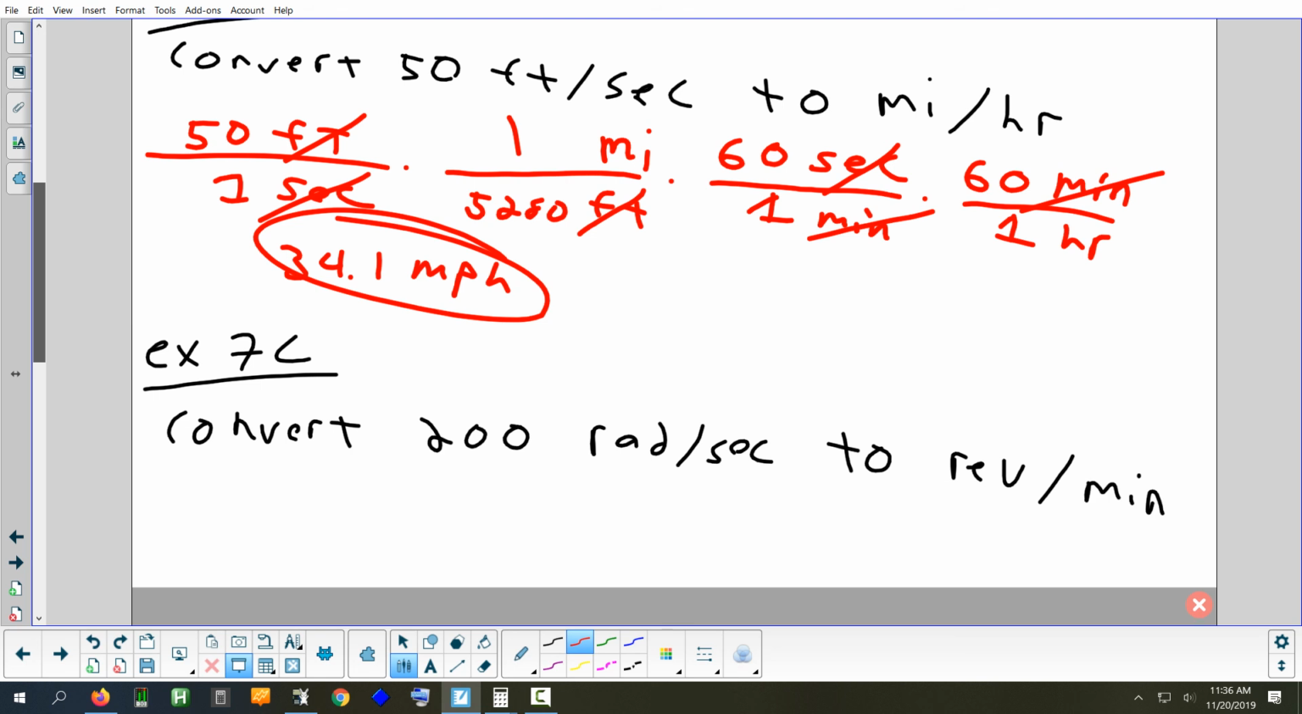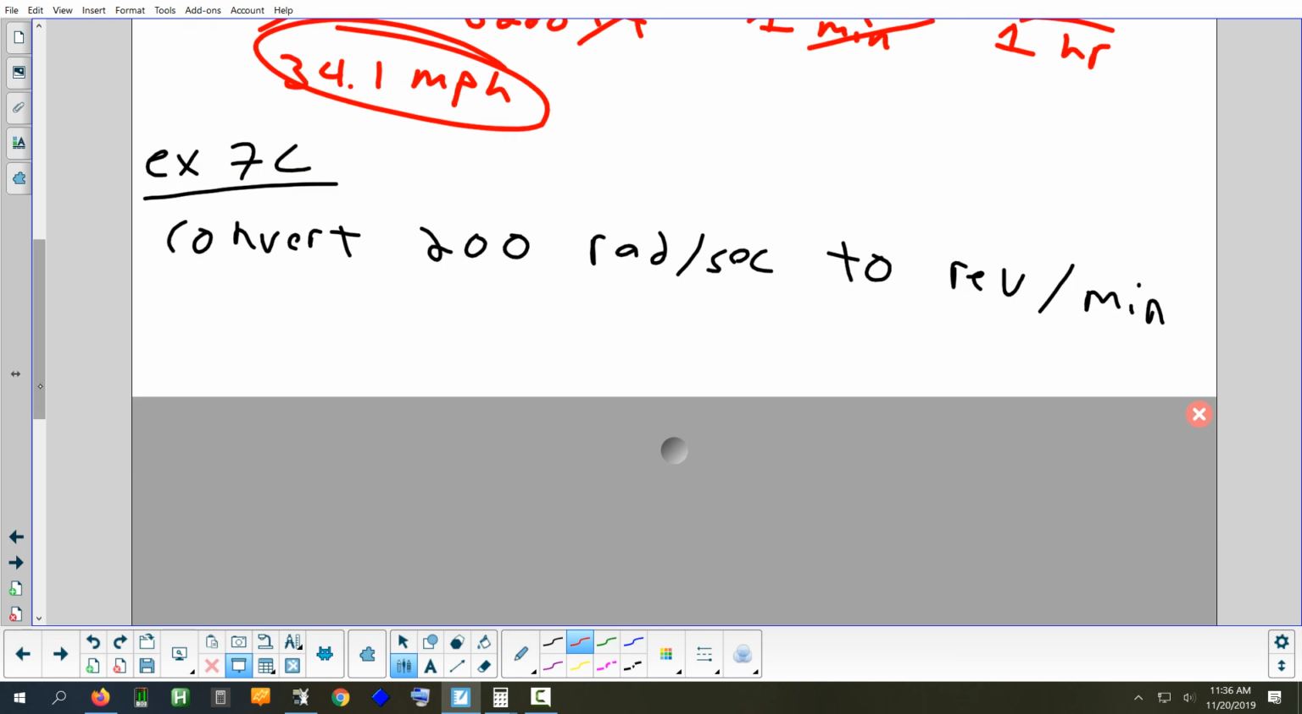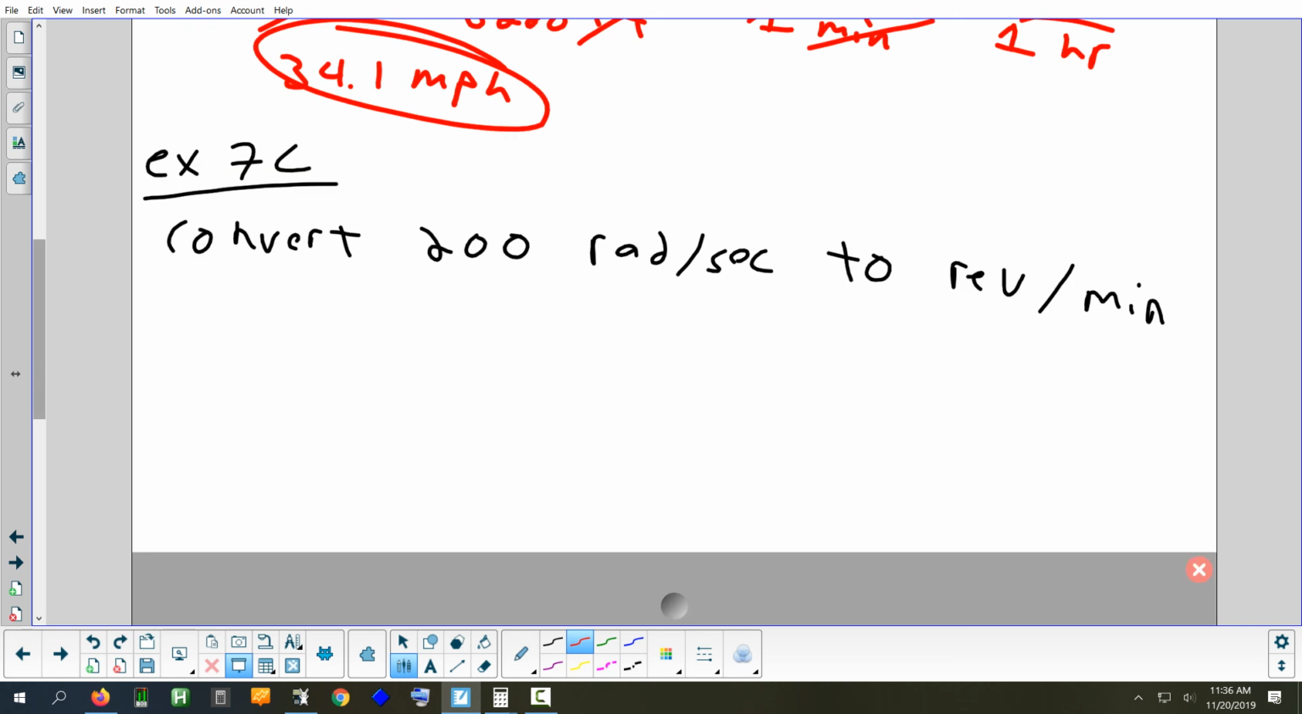Okay, so that was a linear speed to a linear speed. Now we're going to try an angular speed to an angular speed. 200 radians per second, and I want to get it into revolutions per minute. So first thing you do, start with your fraction, 200 over 1. 200 radians, 1 second. Okay, let's get the time unit out of the way because that one's easy.